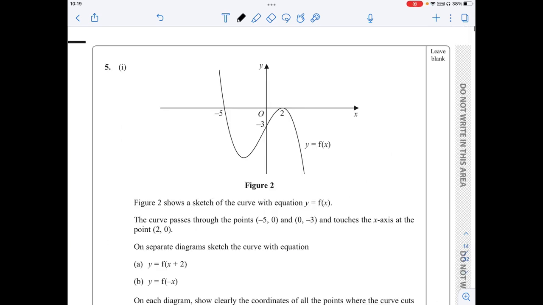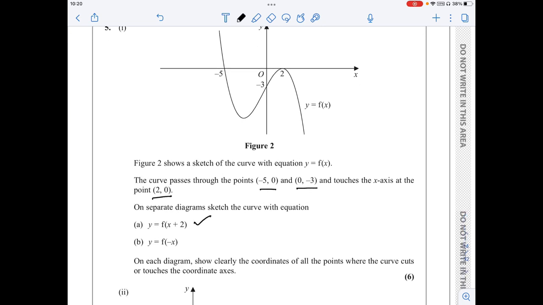Question number 5. Figure 2 shows a sketch of the curve and it passes through minus 5, 0, and 0, minus 3, and touches the point 0 comma 2. The question asked is: find f of x plus 2. x plus 2 means the graph shifts 2 units to the left. So minus 5 becomes minus 7 and 2 becomes 0.